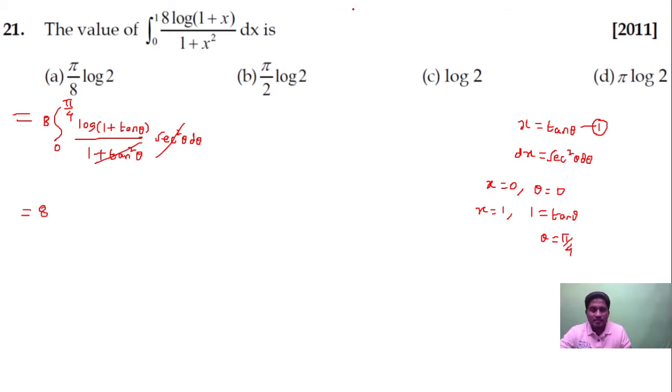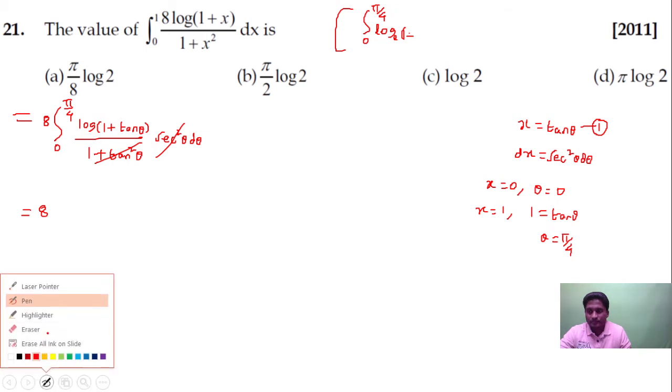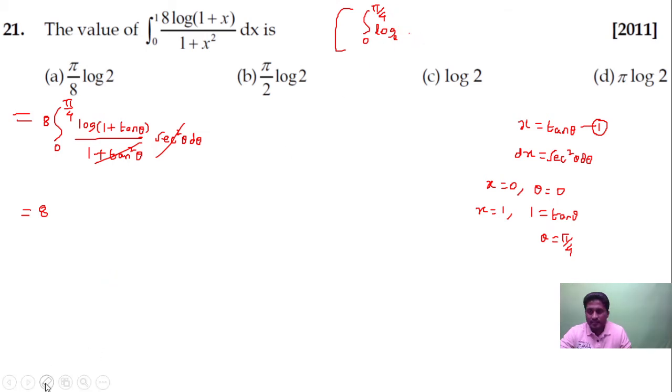This is a standard result, right? NCERT standard result: integral 0 to pi by 4 of log of 1 plus tan x dx is pi by 8 into log 2. So this is equal to pi upon 8 into log 2 to the base e. This will cancel. The answer is pi log 2. Answer is option D. Right, let's move to the next question, guys.